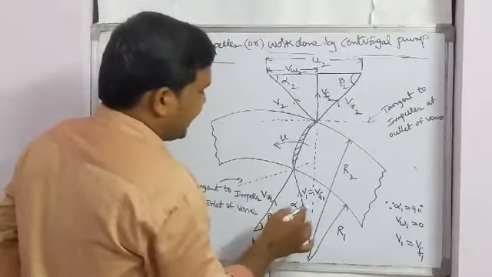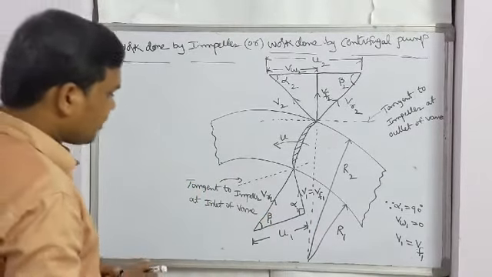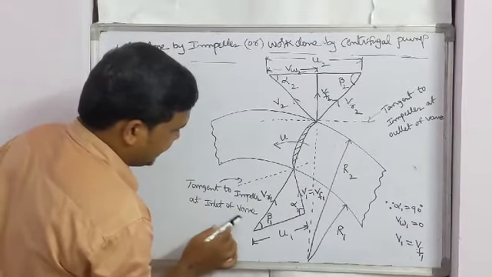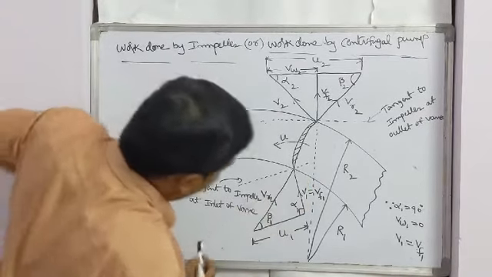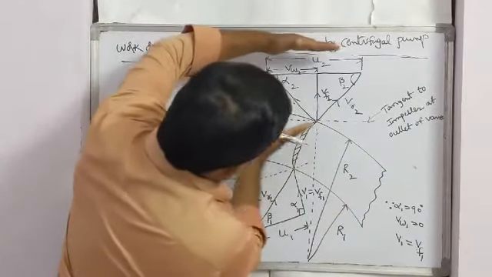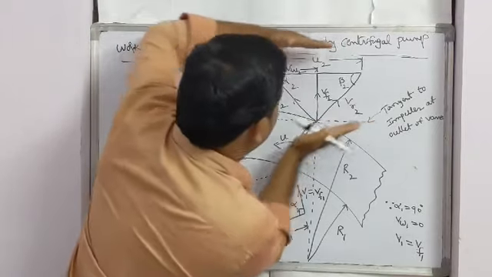So alpha 1 makes an angle with V1, and beta 1 makes an angle with VR1. I'm taking a tangent to the impeller at the inlet to the vane. The tangent should always be drawn parallel to the blade velocity. Similarly, at the exit velocity triangle, a tangent can also be drawn parallel to the blade velocity.